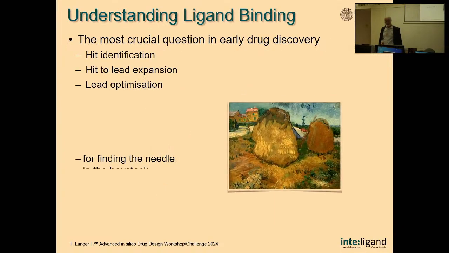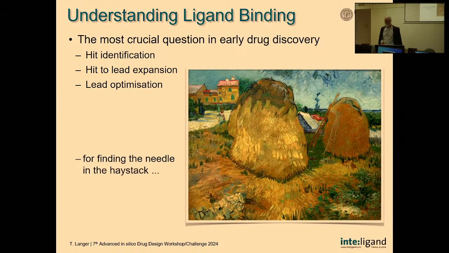And one thing here is that this story is actually to find the needle in the haystack, right? If you look for new chemical entities that you want to test on a certain target, it's like looking for a needle in a haystack. And this is true for hit identification, but also for hit-to-lead expansion and lead optimization. You have a huge chemical space to choose from. The question is always where to go in the best possible way to achieve your goals.